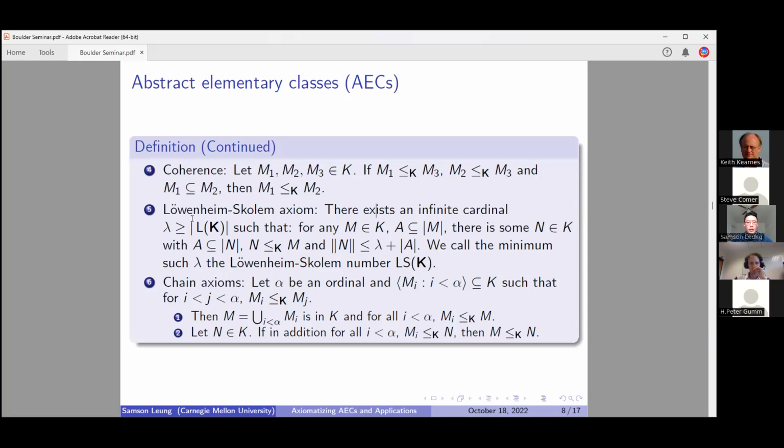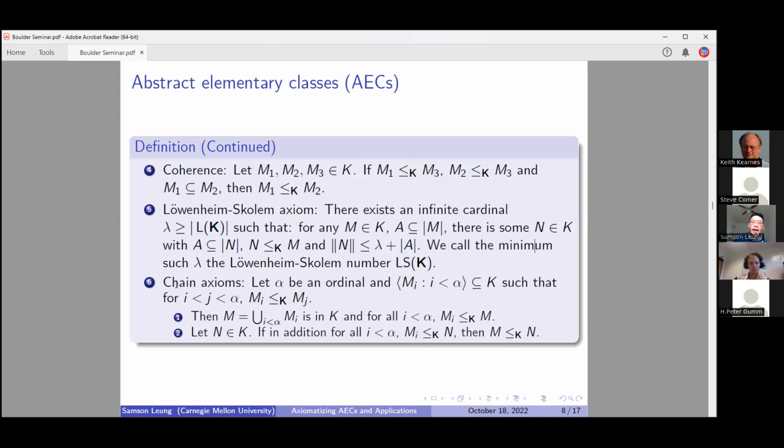Number 5 is the Löwenheim-Skolem axiom, which is basically the downward Löwenheim-Skolem theorem in first order logic. There should be a cardinal lambda such that for any model and any subset of it, you are able to close it into a K-substructure N, and the size is not bigger than the Löwenheim-Skolem number lambda plus the size of the subset. And in general, this cardinal might be much bigger than the size of the language.